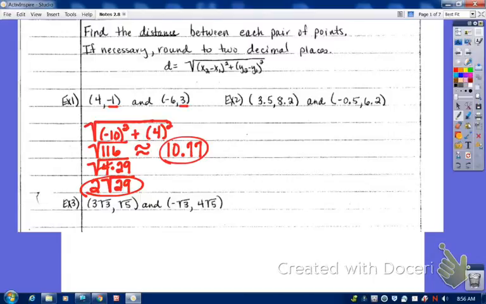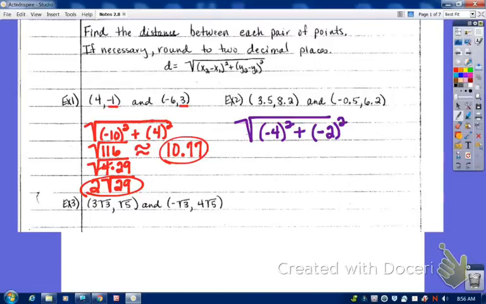All right, example 2 is going to be a little bit harder because of the decimals. So I might use my calculator here, but I'm not going to write down every step. Okay, so I'm going to do second x, that's negative 0.5 minus the first x. What's negative 0.5 minus 3.5? Negative 4. The distance formula says after you subtract your x's, you're going to square that, and then you're going to add, and then you're going to do 6.2, your second y, minus your first y. That's going to give you a negative 2.